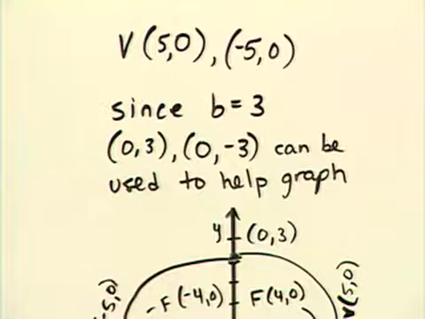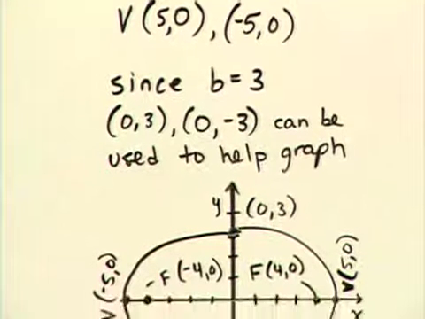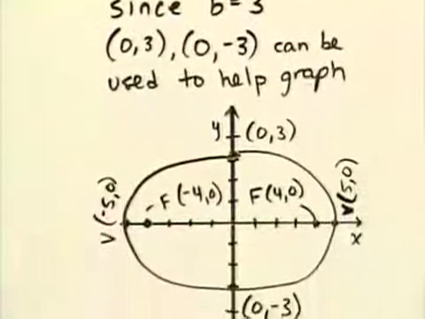If we graph all of these points, we get this graph. So this is the graph of our ellipse.